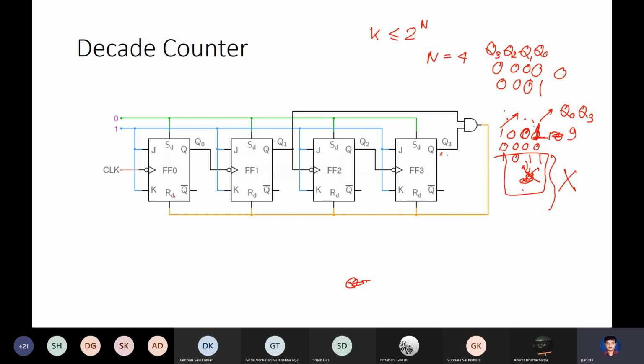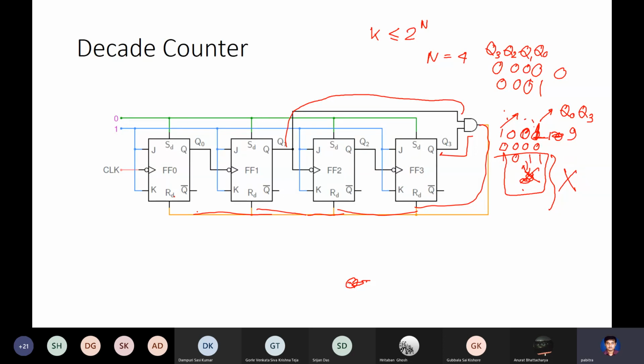So I look at the end of Q3 and Q1. Maybe I made a mistake here. It will be Q1 and Q3. And whenever that is true, all these reset lines are set to 1.